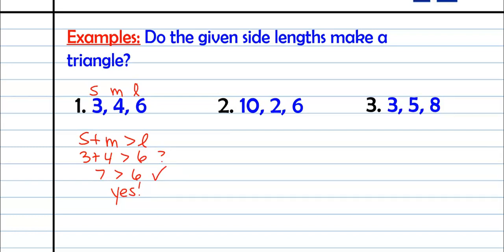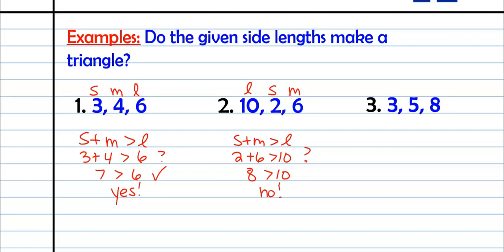Okay, number 2. They're not in order this time, so be careful. 2 is the shortest, 6 is the middle, and 10 is the longest. So you're asking yourself, is short plus middle bigger than long? In our case, is 2 plus 6 bigger than 10? Well, 2 plus 6 is 8, and 8 is not bigger than 10. Okay, the alligator should be eating the bigger number. So that's bad. So no, that one would not work.